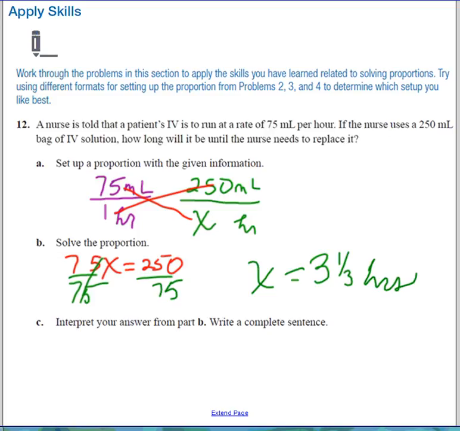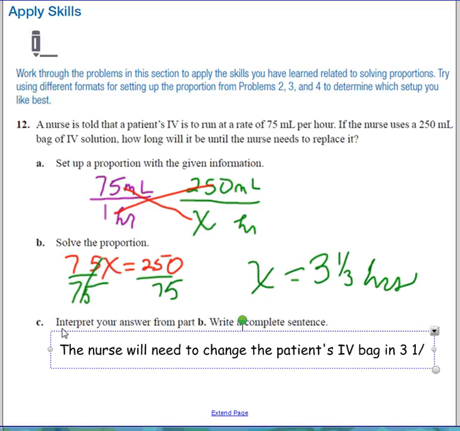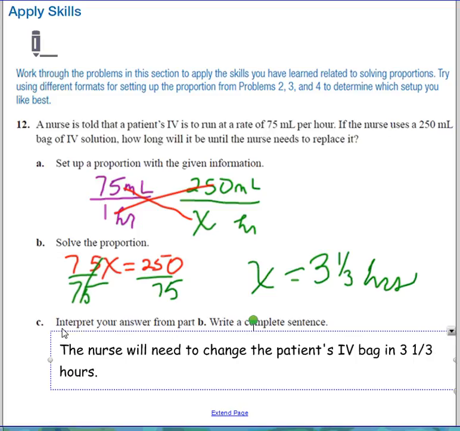And interpret our results. So the nurse will need to change the patient's IV bag in 3 1/3 hours, or 3 hours and 20 minutes, because 60 minutes divided by 3 would be 20 minutes.